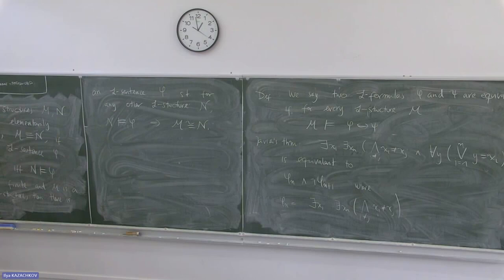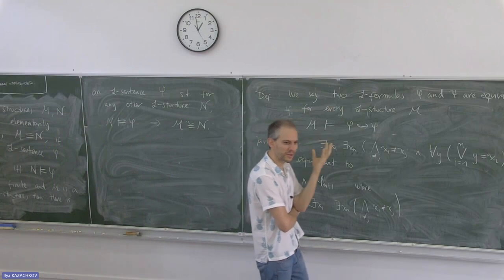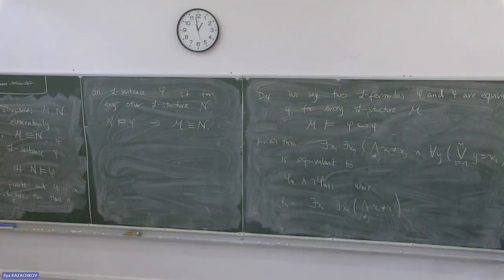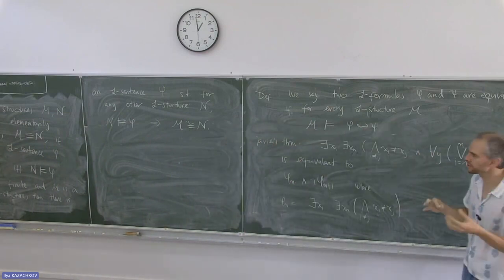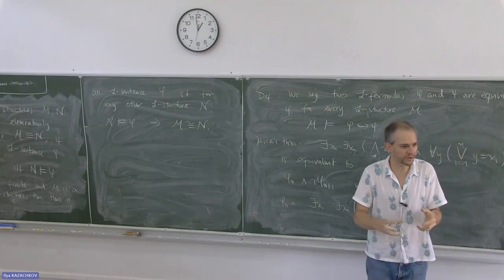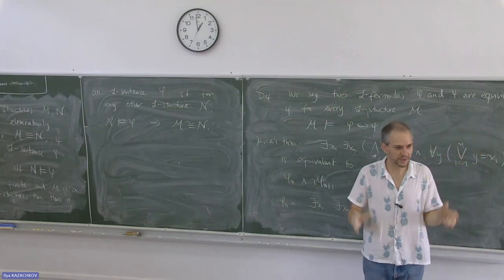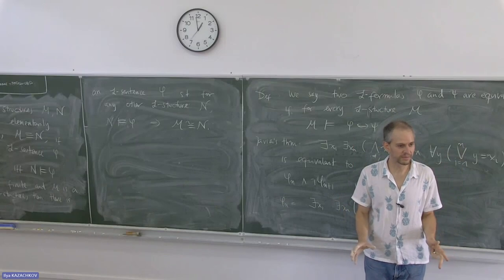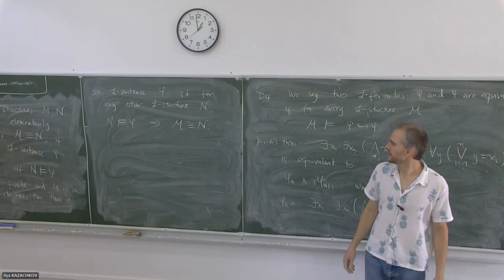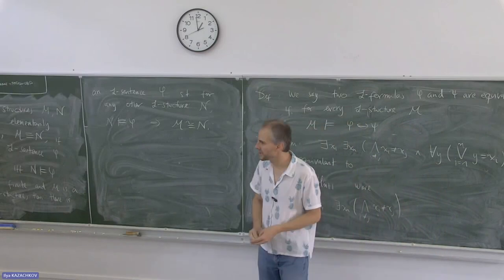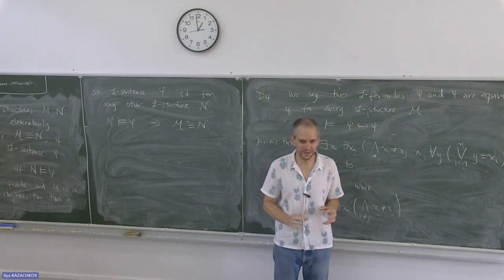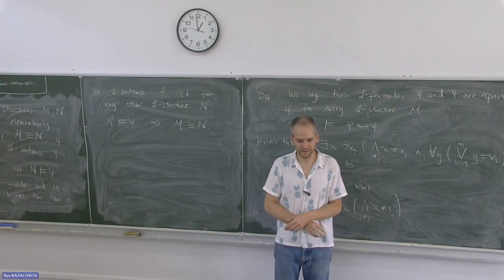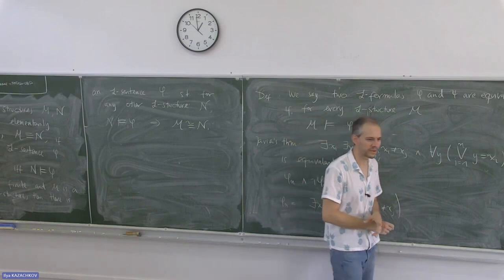Okay? So in a sense, the things that we can express in first order logic for finite structures allow us to characterize them completely up to isomorphism. And we're going to see that this is definitely not the case for infinite structures. For finite structures, this is actually doable.